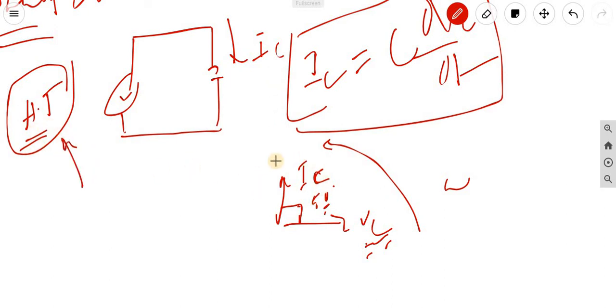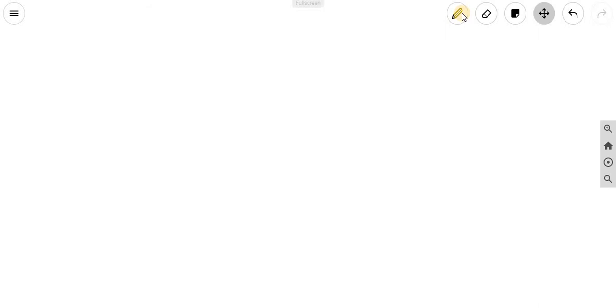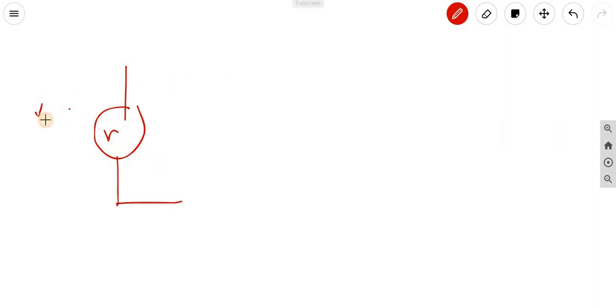Just check for your better understanding. I want to solve one problem, a basic electrical problem. So this is the source, with an RMS value. The source is Vm sin omega t, which means this is an AC source.